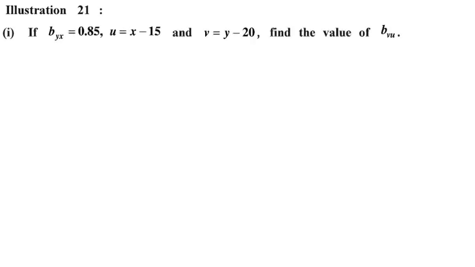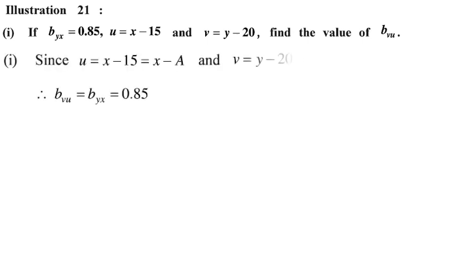The next illustration is illustration 21. There are actually 4 questions here. The first question: if byx is 0.85, byx is directly given, u is x minus 15 and v is y minus 20. No division here. We have to find the value of bvu.